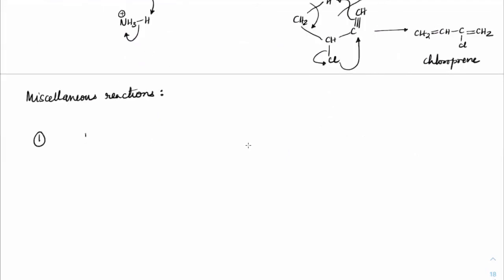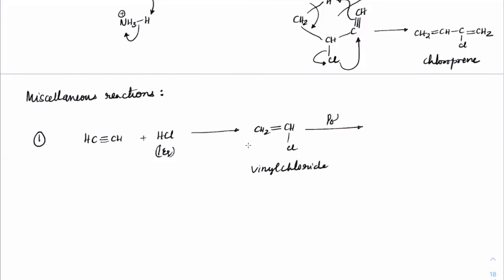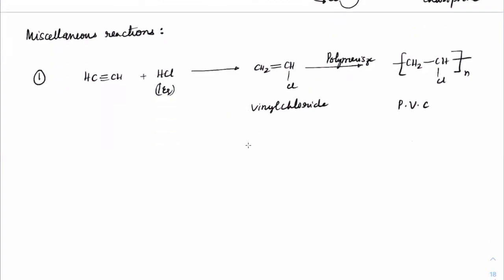So first one, HC triple bond CH. If you treat with HCl of one equivalent, we know that it will form vinyl chloride, CH2 double bond CHCl. This is vinyl chloride. If you use it for polymerization, what do we get? We will get CH2, CH, Cl, n times of this. This is polyvinyl chloride, also known as PVC. All the water pipelines that are being made are made up of PVC, polyvinyl chloride.